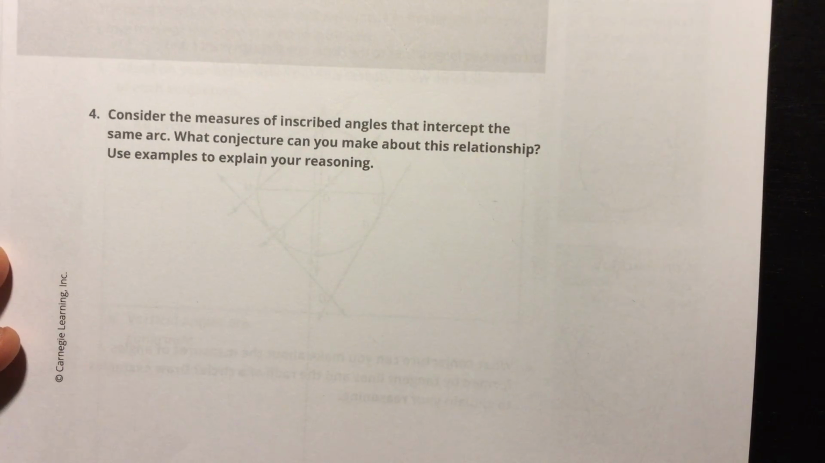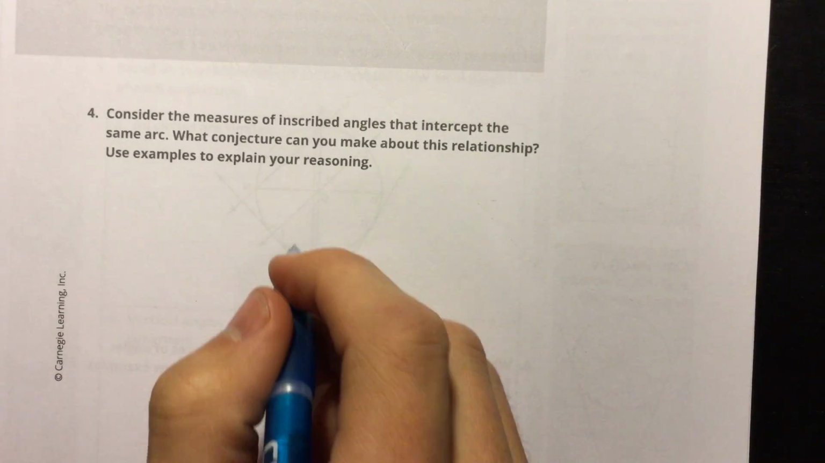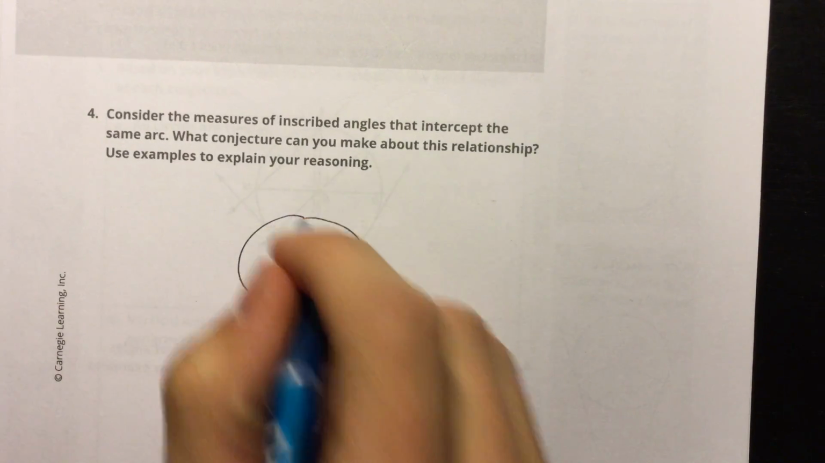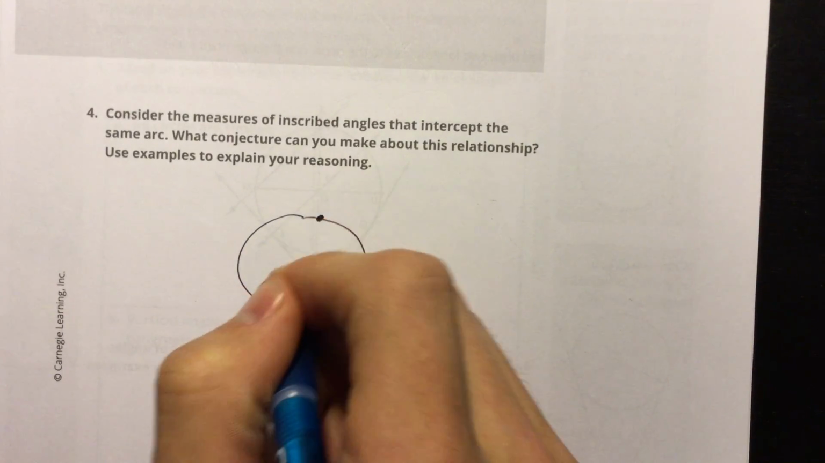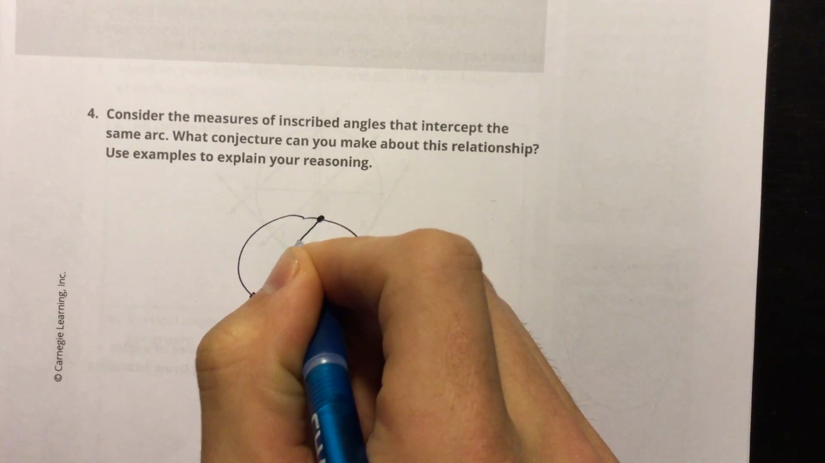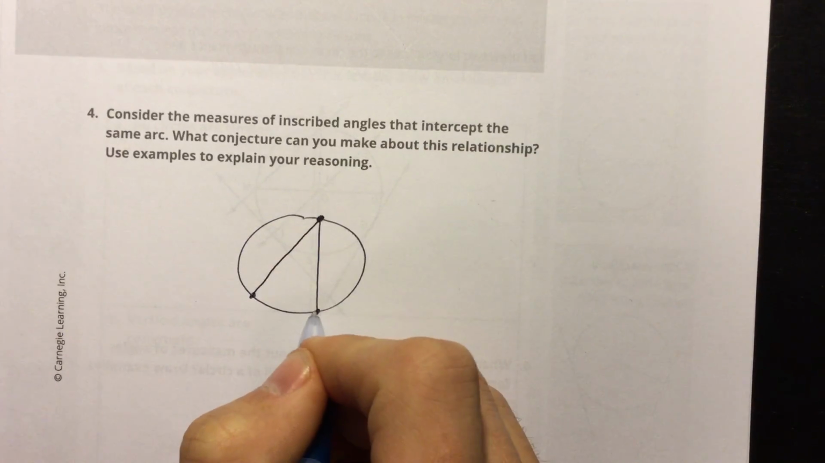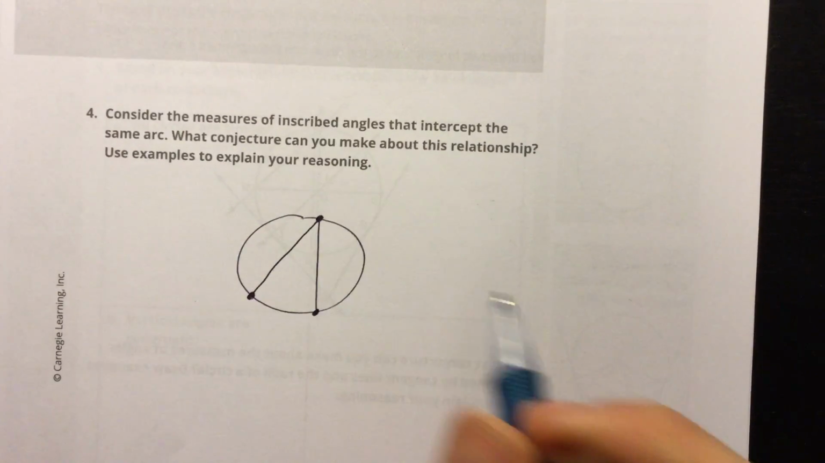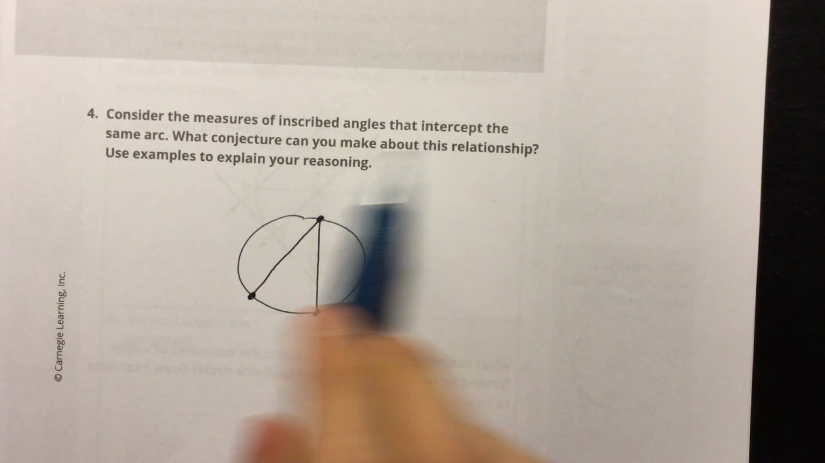So now we're looking at number 4. Consider the measures of inscribed angles that intercept the same arc. What conjecture can you make about this relationship? Use examples to explain your reasoning, okay? So basically what I'm going to do, I'm just going to start by drawing an intercepted arc. First thing I'm going to do, intercepted arc, by drawing an inscribed angle, and I guess also an intercepted arc, because inscribed angles create intercepted arcs. Anyway, here we go. So the measure of inscribed angles that intercept the same arc.